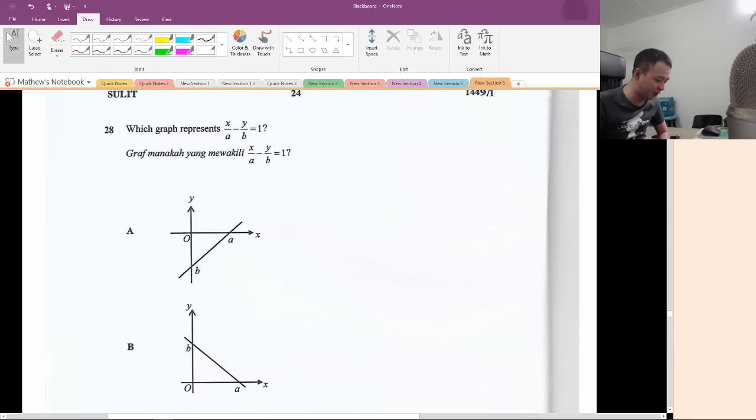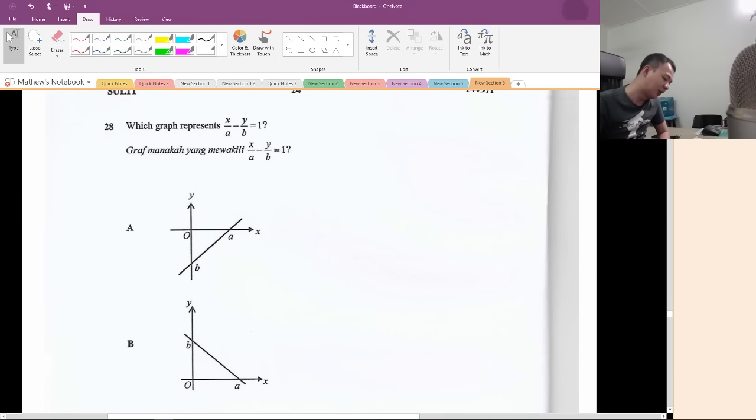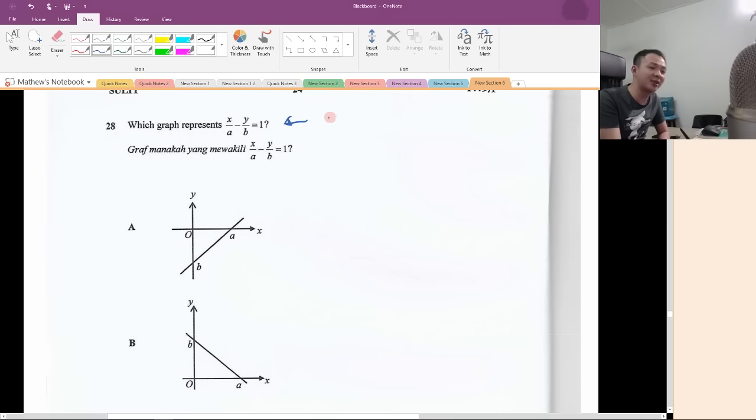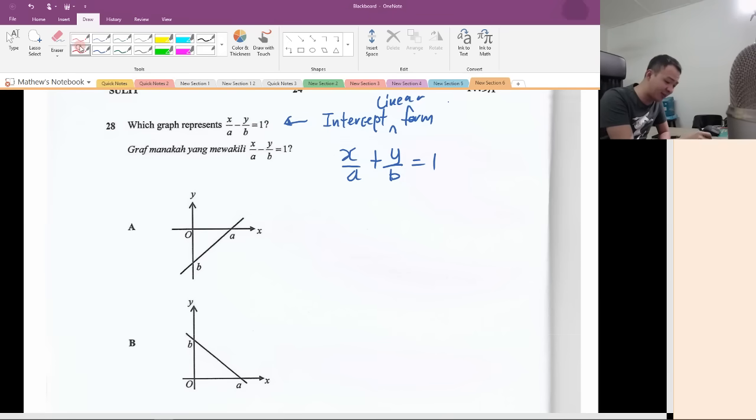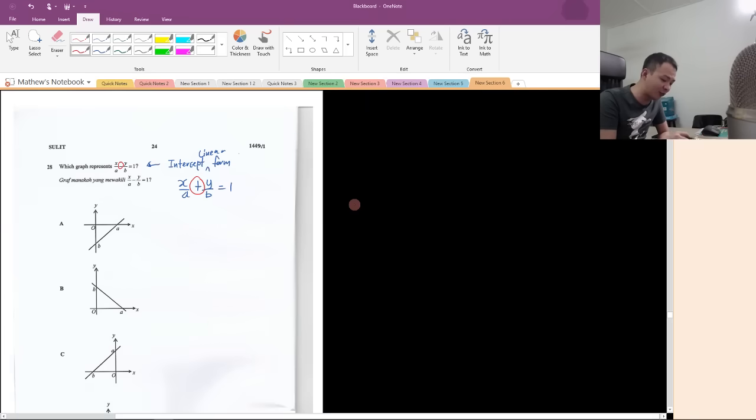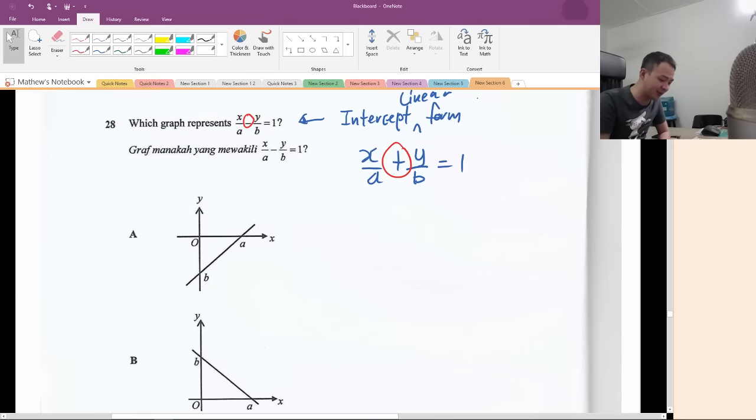Alright, so let's move on to question 28 here. If you're familiar, this one is actually called the intercept form. Intercept linear form, it's not mistaken. So the general equation is x over a plus y over b equals 1. You realize it's a little bit different because this sign should be plus, but it changed to minus. So if we change to the minus here, this one should be x over a plus y over negative b, because the minus belongs to the b, equals 1.